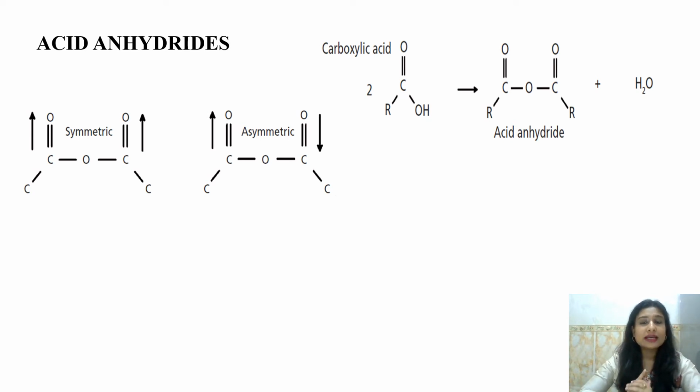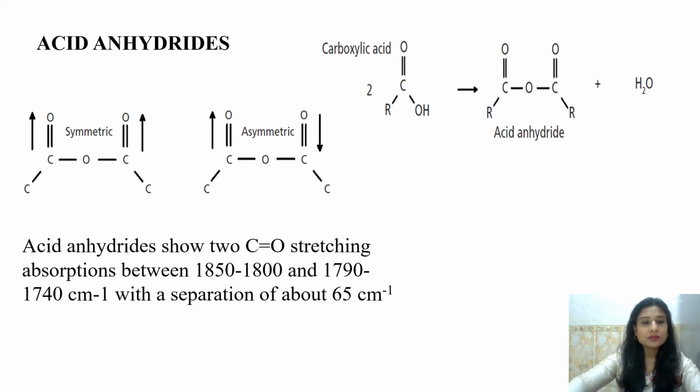Again, I will repeat that asymmetric vibration produces an absorption band at higher wave number, and symmetric vibration produces the absorption band at lower wave number. So in acid anhydrides, instead of two absorption bands at one wave number, we have two absorption bands at different wave numbers. One falls around 1800 and the other around 1790. Okay, this is another example of coupled vibrations.